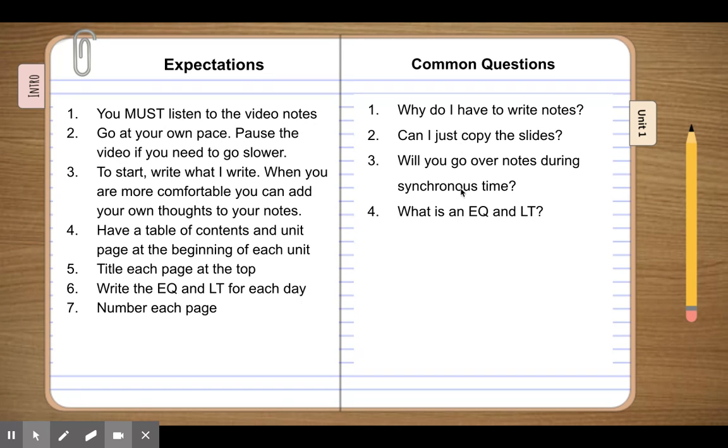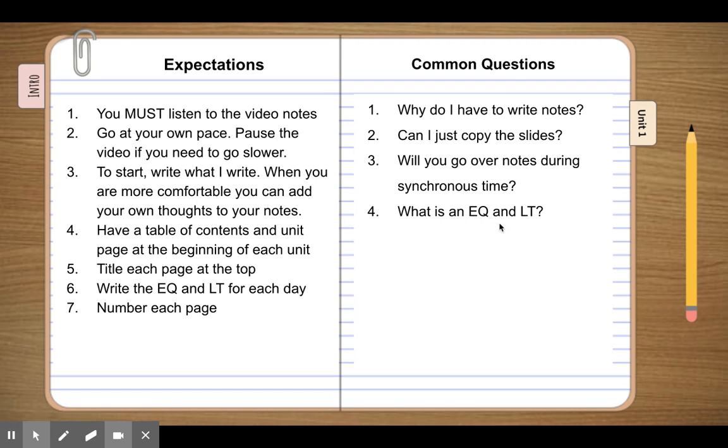3, will you go over the notes during synchronous time? The short answer to that is probably not. Synchronous time we are trying to use for breakout rooms, conversations, questions, things that we can do live. And the notes we're going to expect you to do on your own time, which is why we're recording the notes. So you always have the opportunity to go back and do that during your asynchronous time. Synchronous time will be saved for conversations we will have as a class.